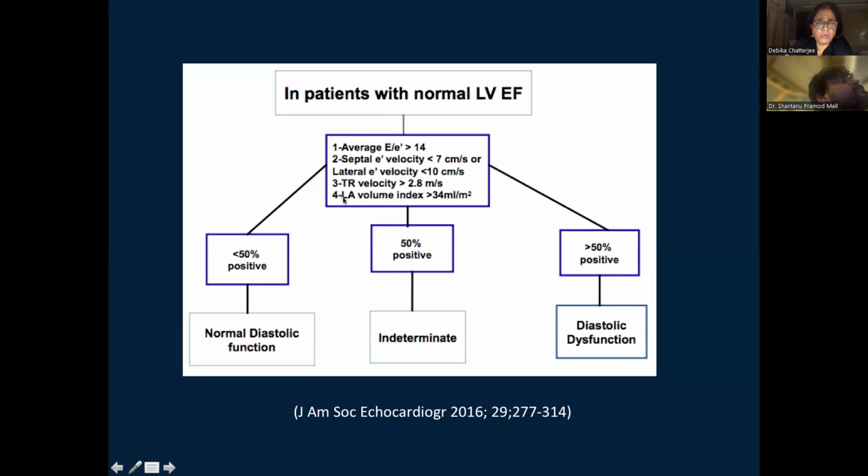Now, out of these 4, if more than 50% is positive, that means 3 criteria are positive, then we say the patient is having diastolic dysfunction. If less than 50% positive, then we say the patient is having normal diastolic function. If 50% is positive, like 2, then we say it's indeterminate. So this is the chart given by ASE.